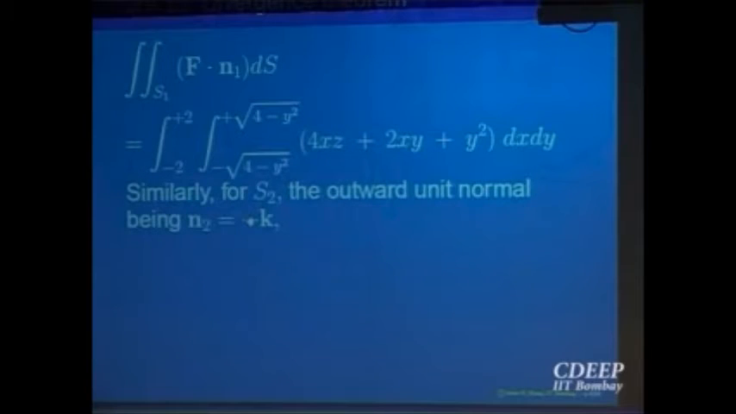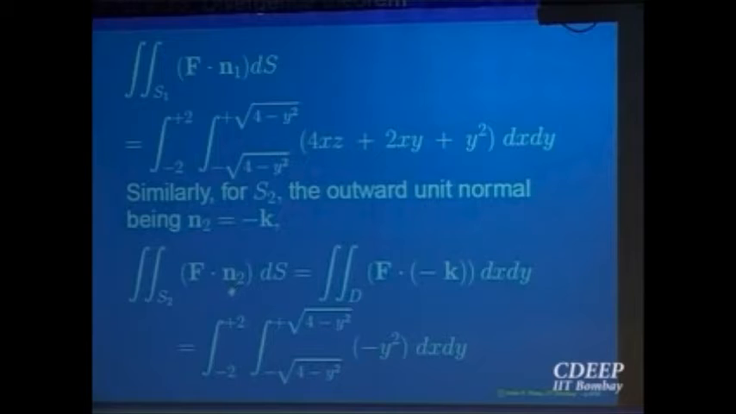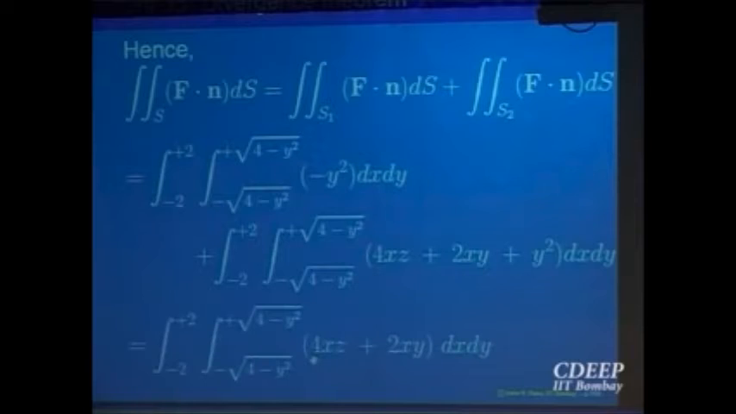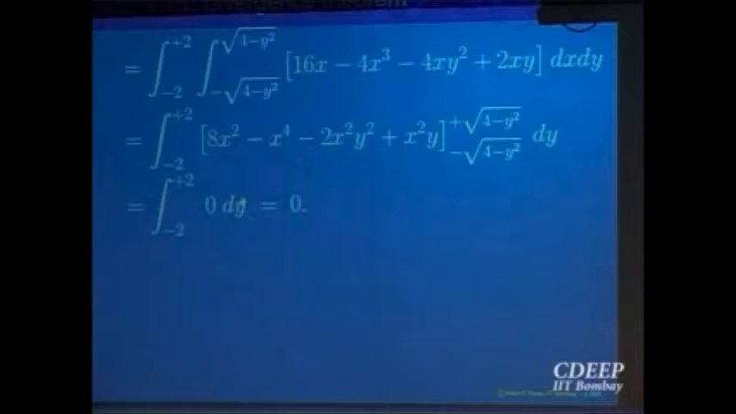Similarly for the second surface, which is the flat portion, the outward unit normal is minus k. So again we compute F dot n2. The projection onto the xy plane is the same disk, so x from minus 2 to 2, y from minus square root of 4 minus x square to plus square root. F dot minus k gives you minus y square, because of F. So compute, and you check the two surface integrals. Actually in this case, when you add these two surface integrals, the sum comes out to be equal to 0.